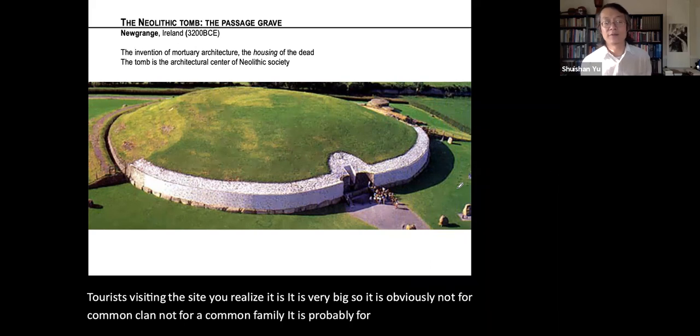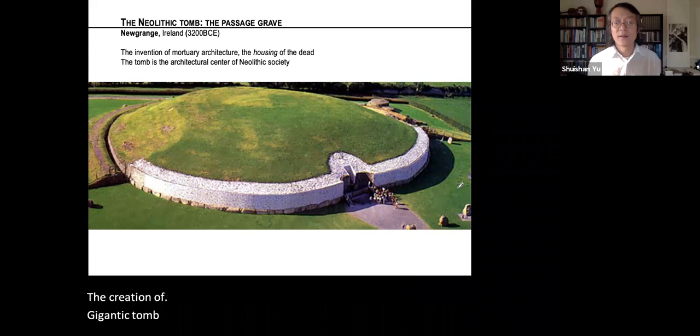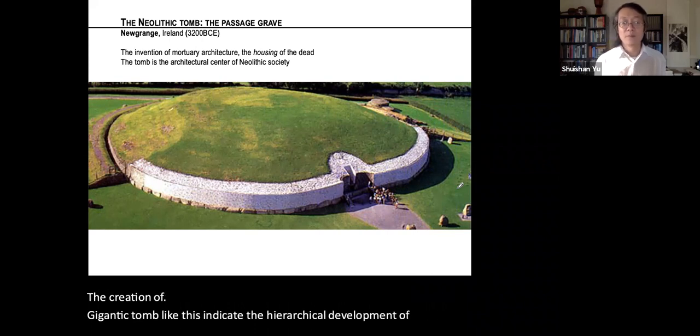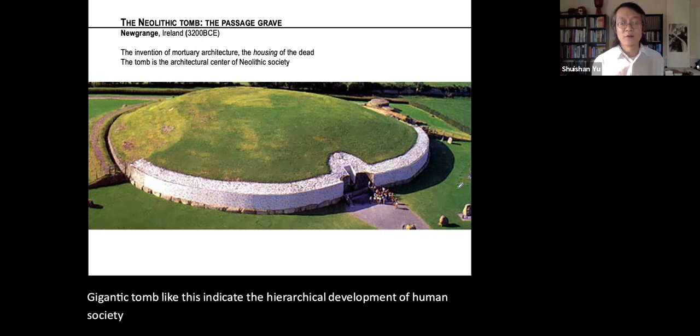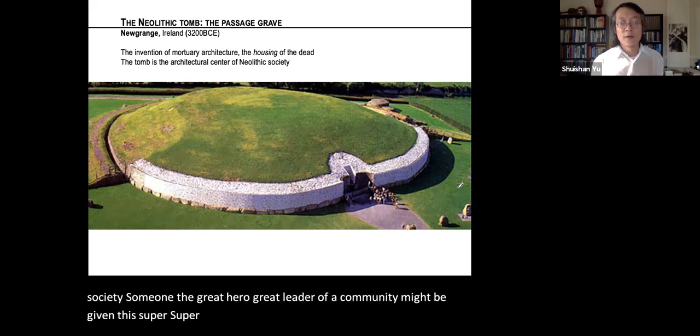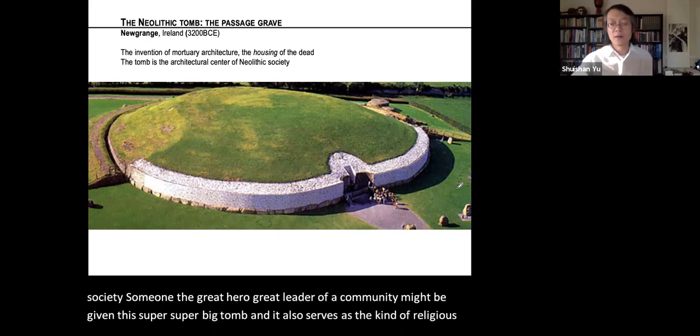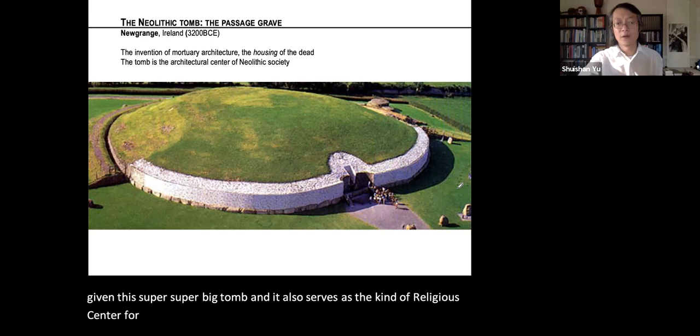The creation of gigantic tombs like this indicates the hierarchical development of human society. Someone, the great hero, great leader of a community, might be given this super big tomb, and it also serves as the kind of religious center for a tribe or even for a kingdom.